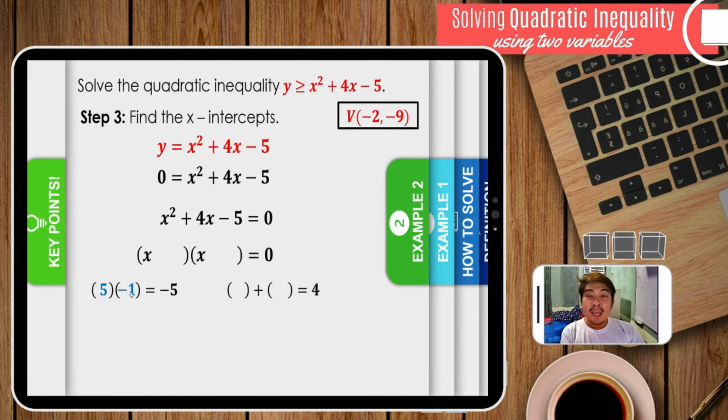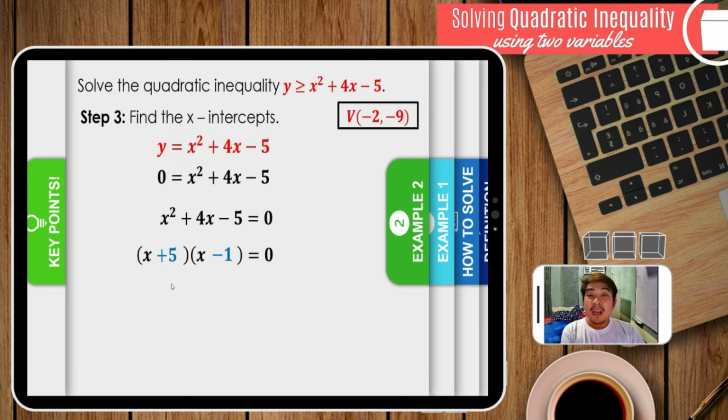So to check, 5 times negative 1 is negative 5. And then positive 5 plus negative 1, that will be positive 4. So therefore, the factored form of x squared plus 4x minus 5 equals 0 is x plus 5 times x minus 1 is equal to 0.